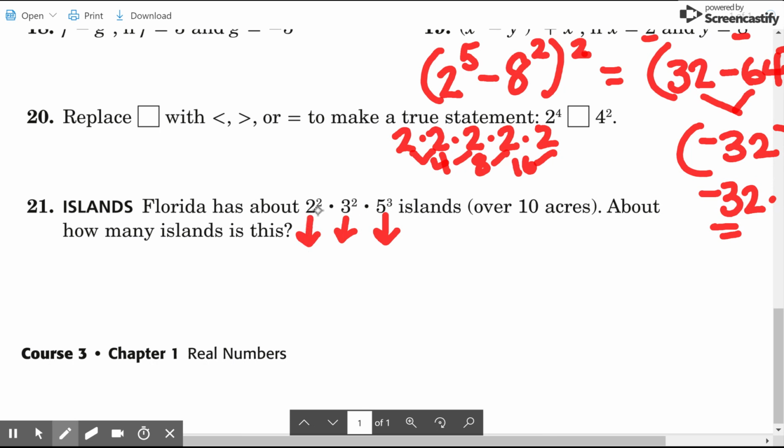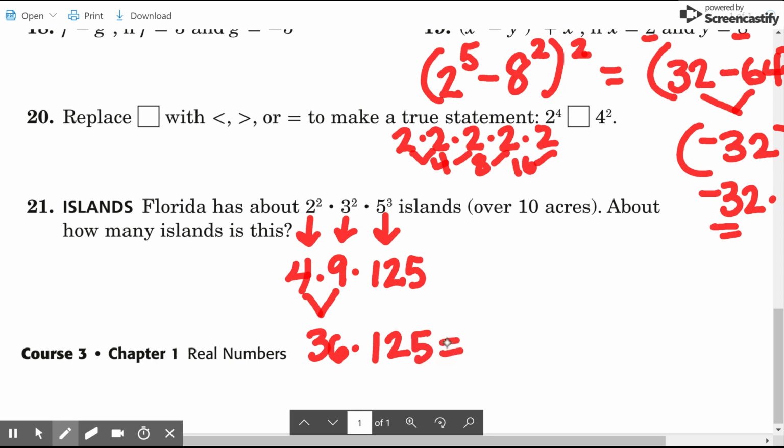We've got 2 squared, which is 4, 3 squared, which is 9, and 5 cubed, which is 125. Now we're going to end up with some rather large numbers. 4 times 9 is 36, and 36 times 125 is 4,500.